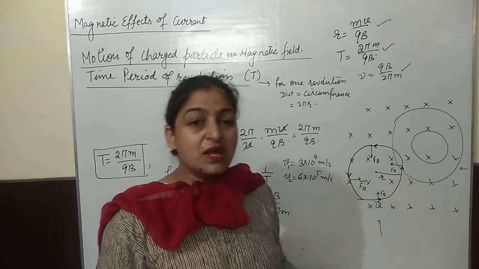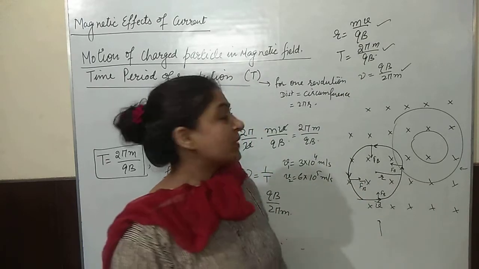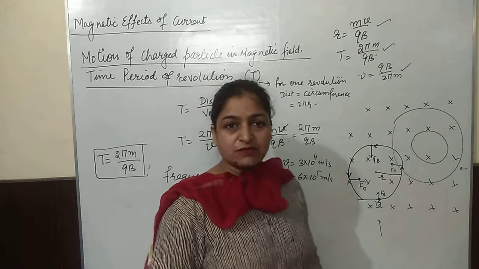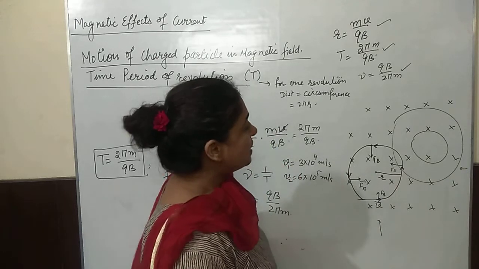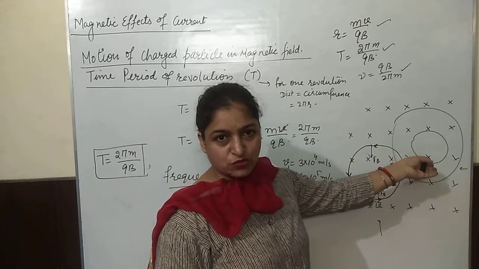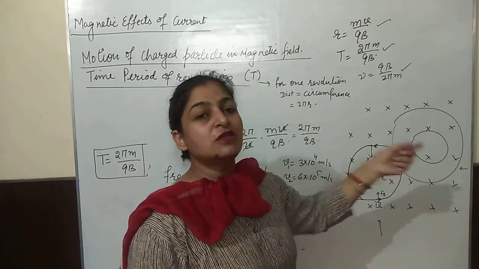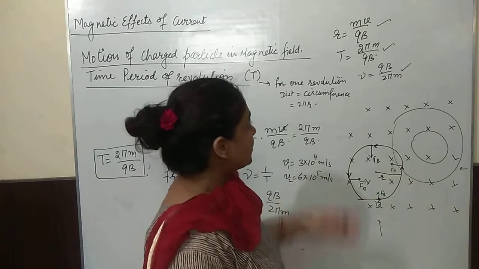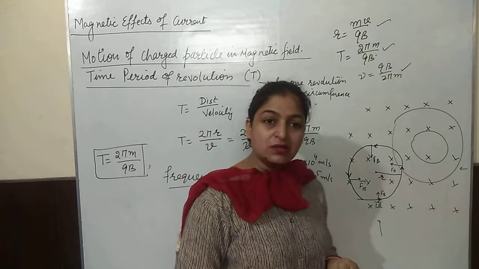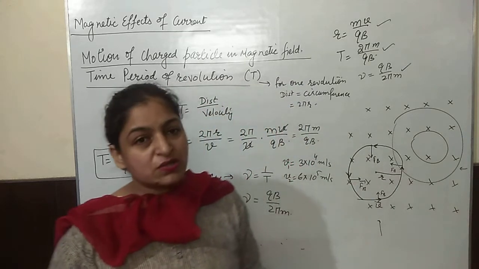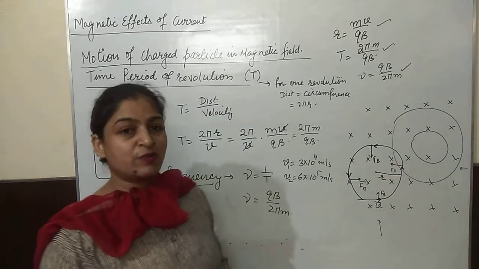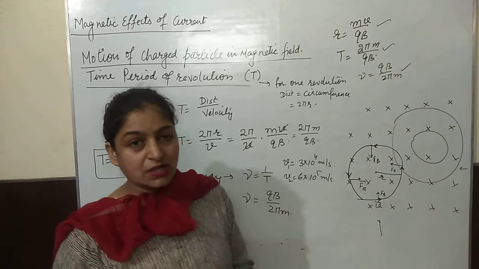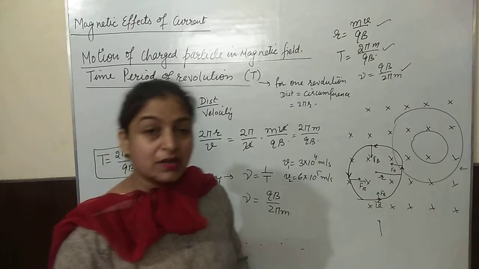What is the difference? The difference is in their radius. The radius of the circular track would be different for both of these protons, but the time period is the same, and their frequency is also the same. So these three parameters are there for the circular track covered by the charged particle when it enters the field at right angle, 90 degrees.